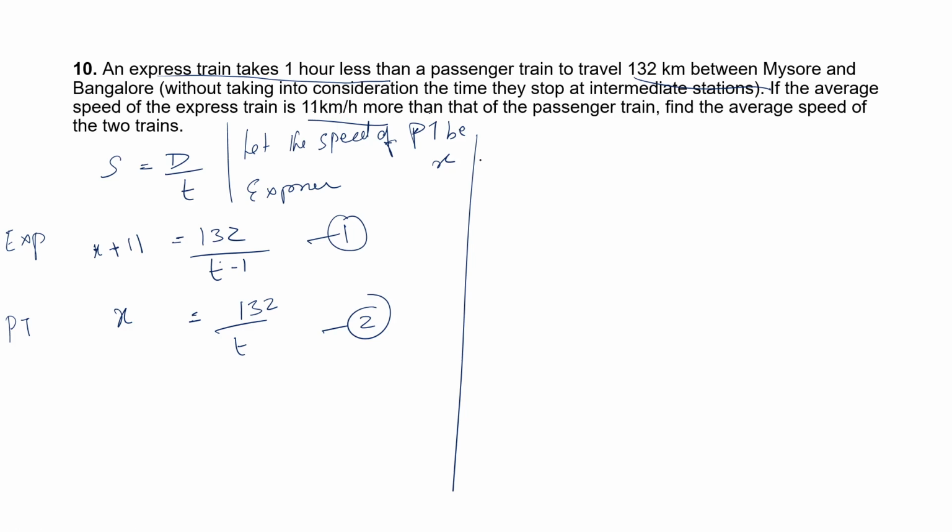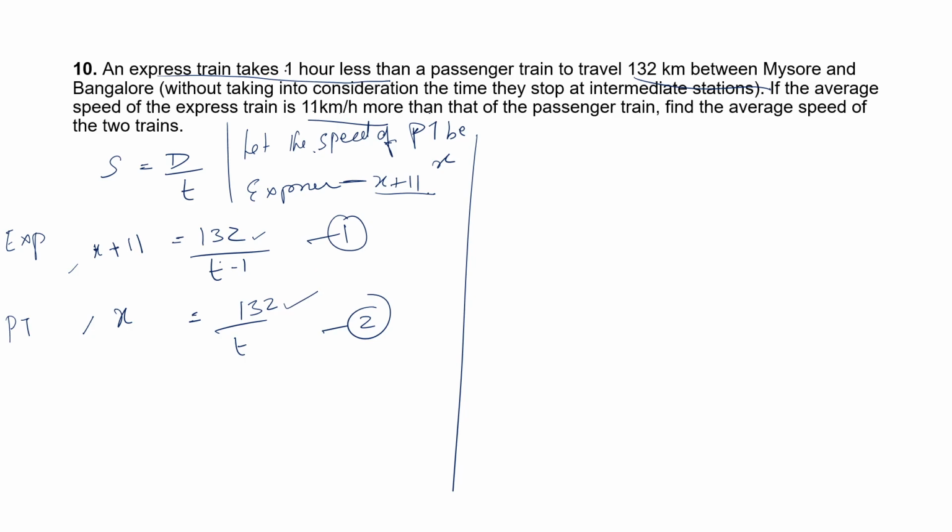So this will become x plus 11. The speed of the passenger train, I have taken as x. It is given that the express train speed will be 11 more than that of the passenger train. So this speed will be x plus 11. Here it is x, here it is x plus 11. The distance is the same, 130 kilometers in both.